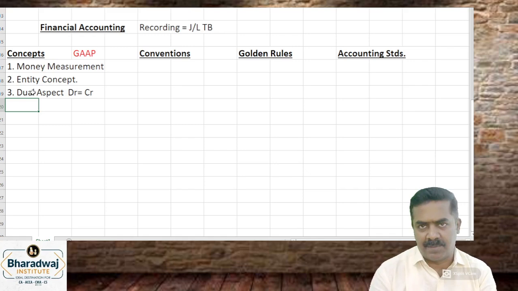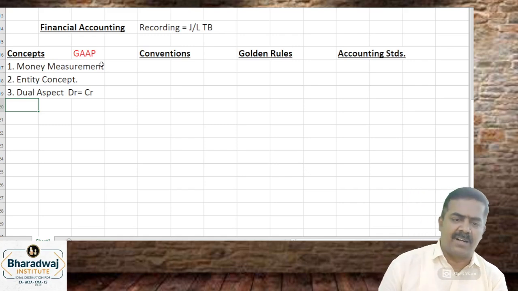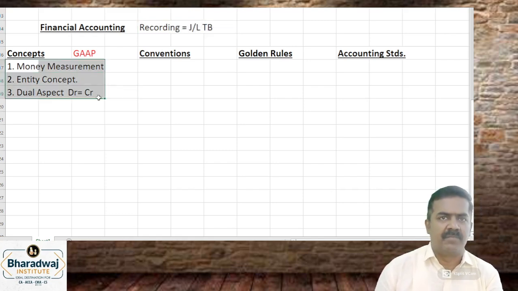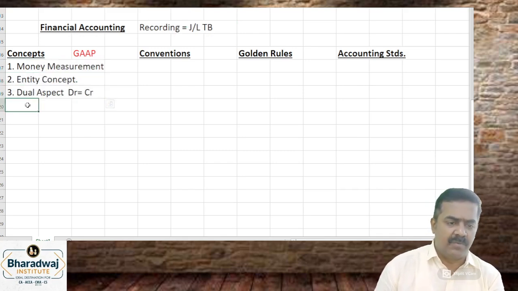That is called as which concept? Dual aspect concept. Okay. This is for recording the transaction in journal, ledger, trial balance and all. We use these concepts. These are the fundamental concepts. Okay. Which everyone will follow.